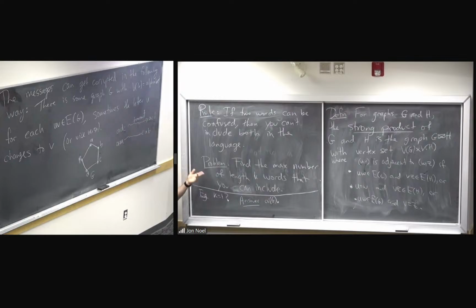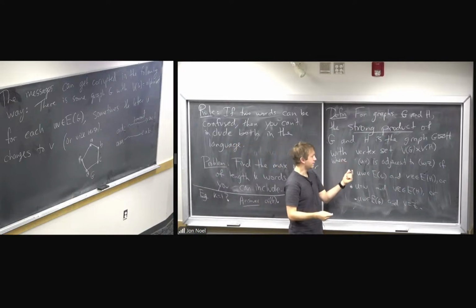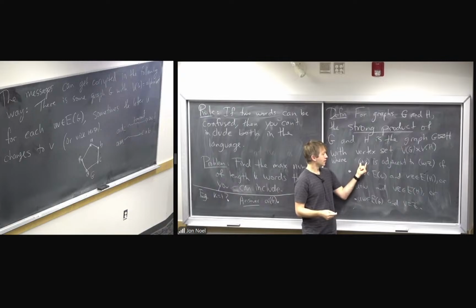But the point of this strong product is that this is sort of the right thing for encoding words that can be confused. So let's say I take the graph G and then I look at the strong product of G with itself. The vertices of that graph are pairs of letters, which is the same thing as a word of length 2. I could just write this as concatenating these two things.